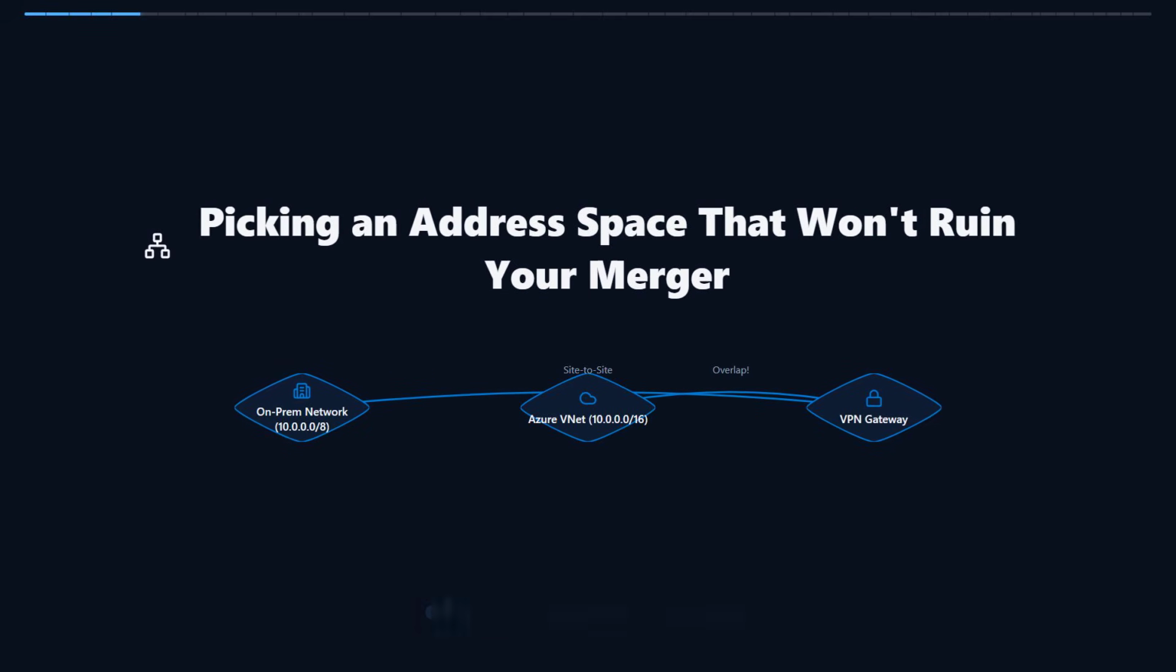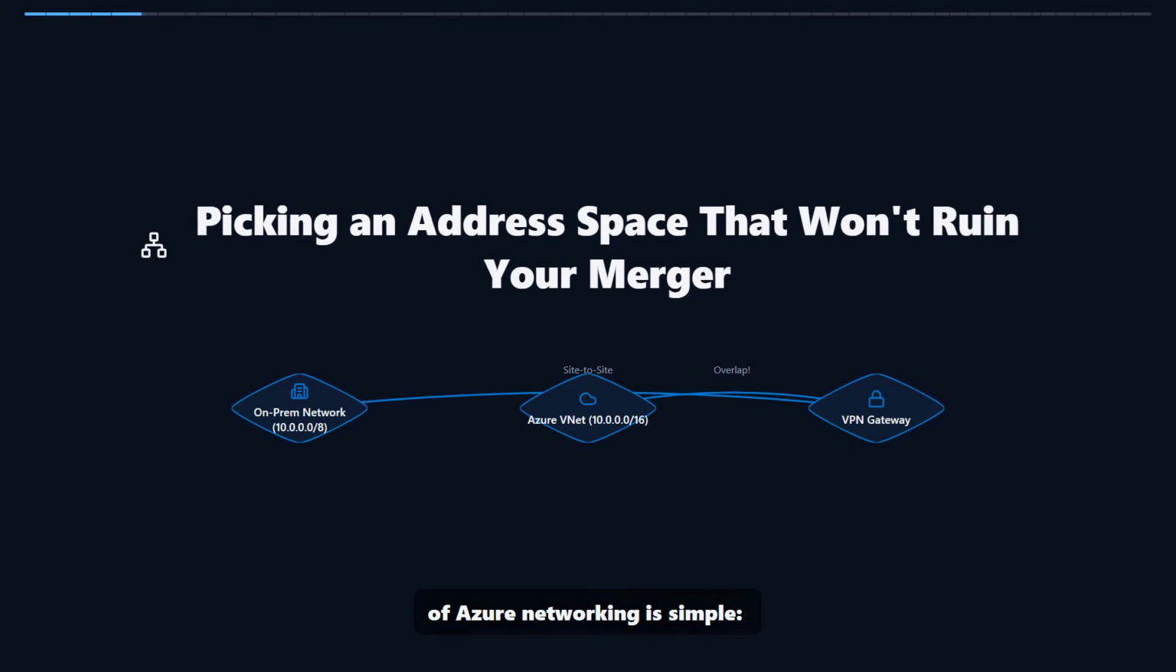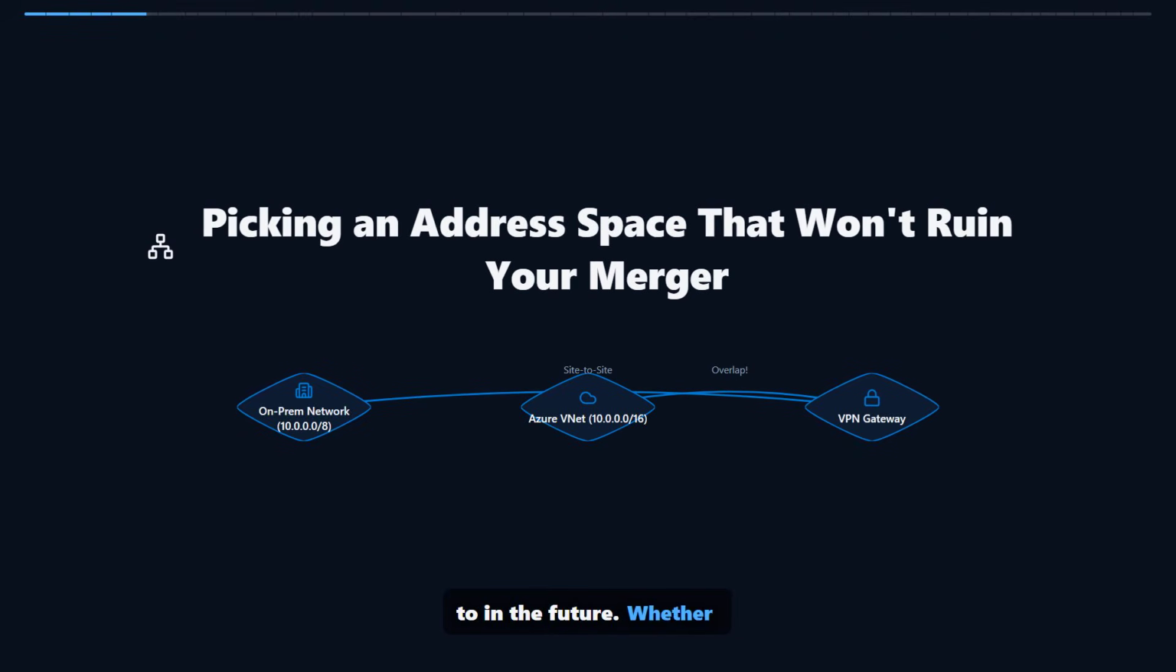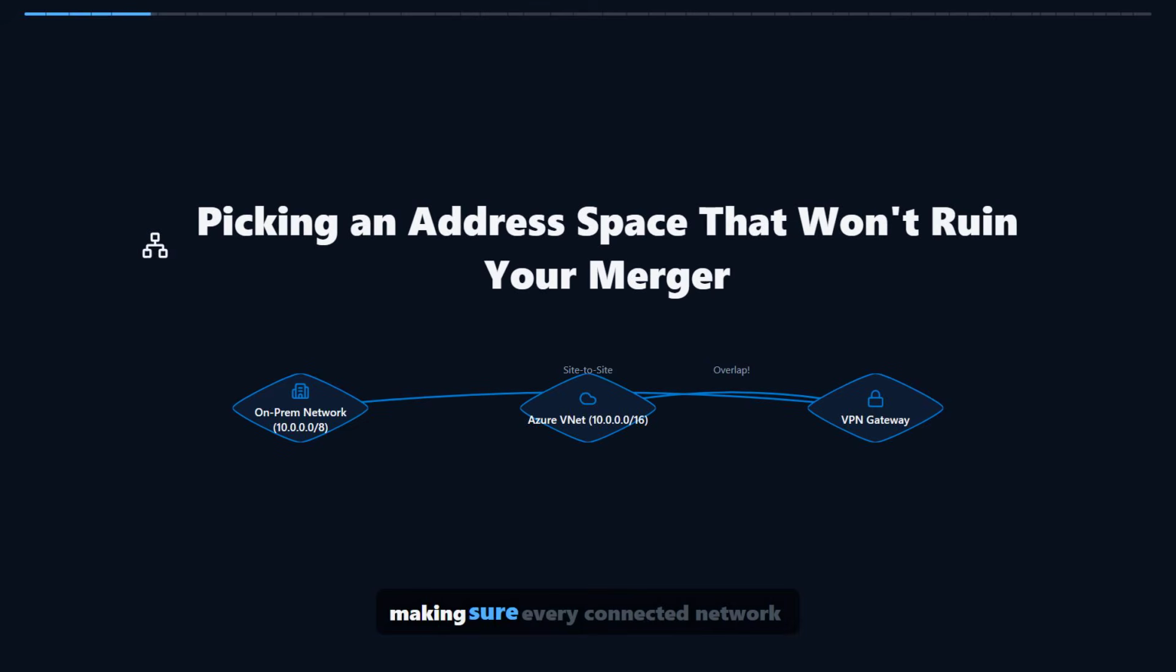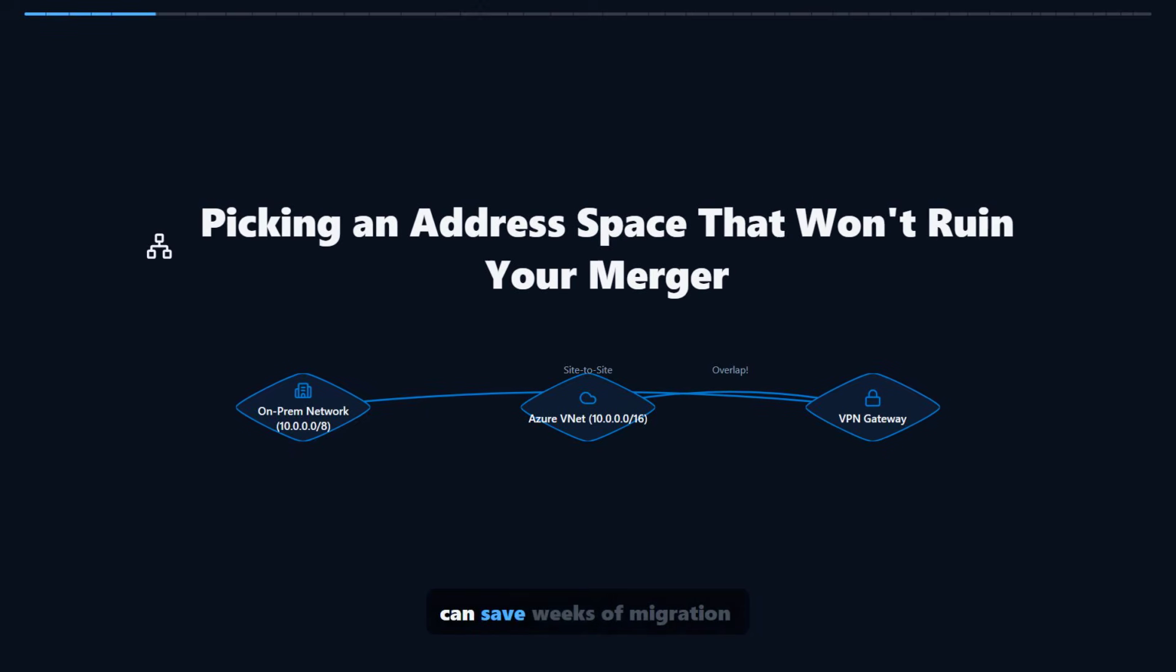That's why the first rule of Azure networking is simple: never choose an address space that overlaps with any network you already have or any network you may need to connect to in the future. Whether you use 10.0.0.0/8, 172.16.0.0/12, or 192.168.0.0/16 is less important than making sure every connected network has its own unique address space. Think ahead. A few extra minutes of planning today can save weeks of migration work later.